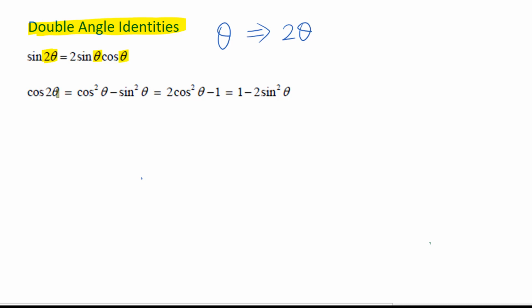For this formula, see, all this is a theta. Then you can get the 2 theta. Here is a theta, you can get the 2 theta.